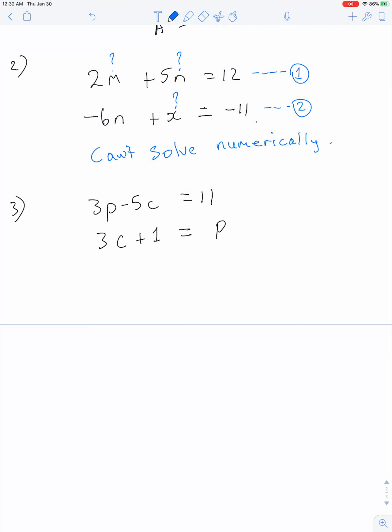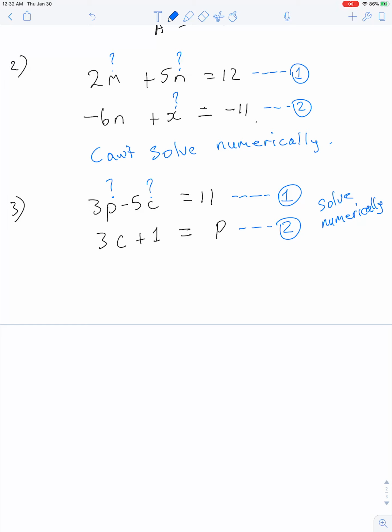Step 1, check how many unknowns. 1 unknown, 2 unknowns. Step 2, check how many equations. 1 equation, 2 equations. Oh, so we could solve numerically. And we solve for any one of these. Remember, you just pick one of the unknowns from any one of the equations and solve. That is, you could solve for p in equation 1 or c in equation 1. You could solve for c in equation 2 or p in equation 2.